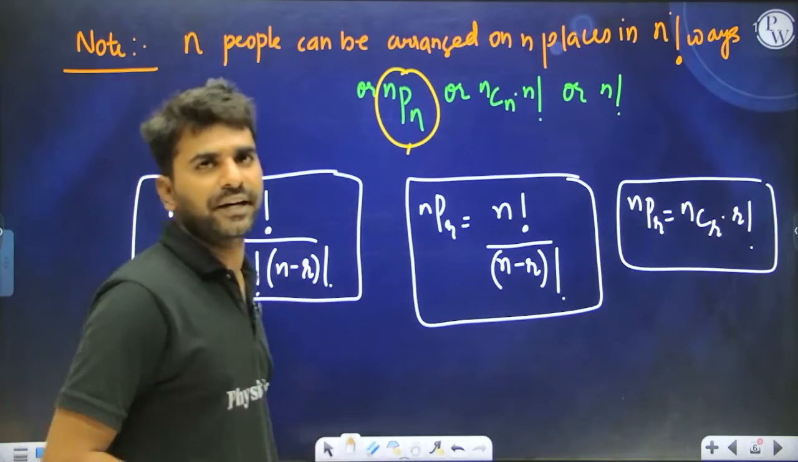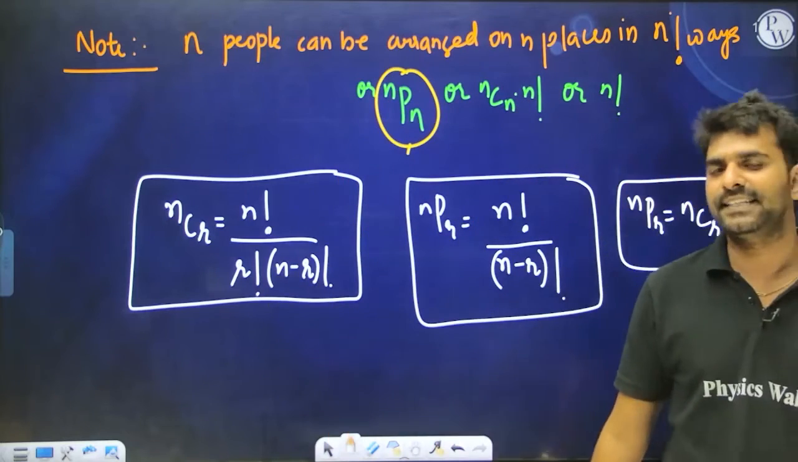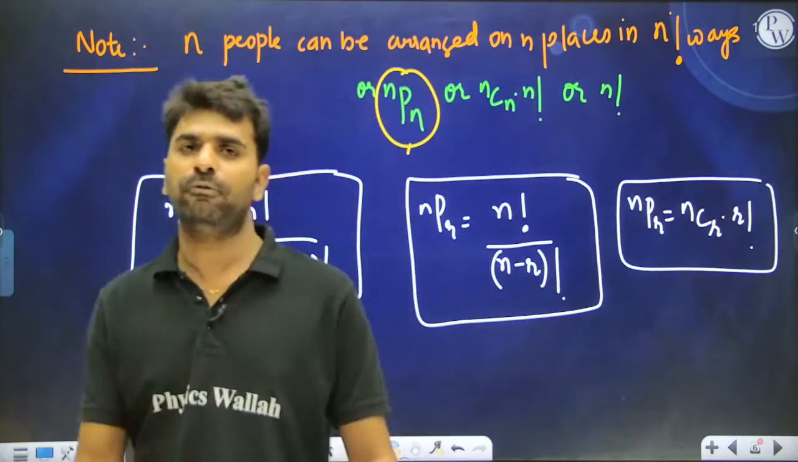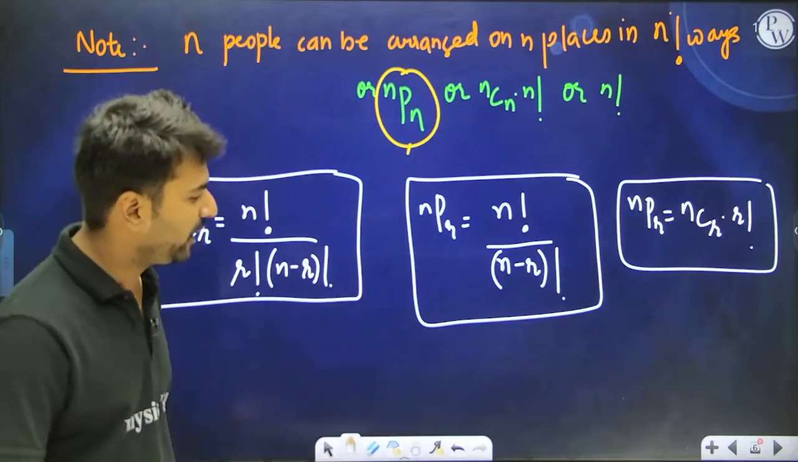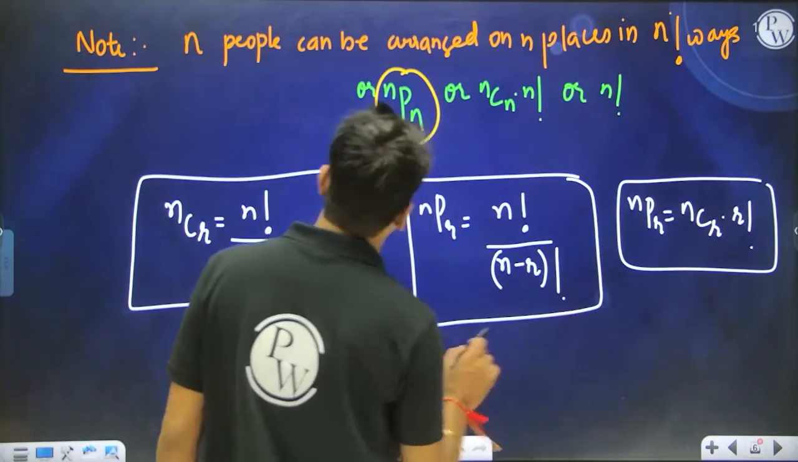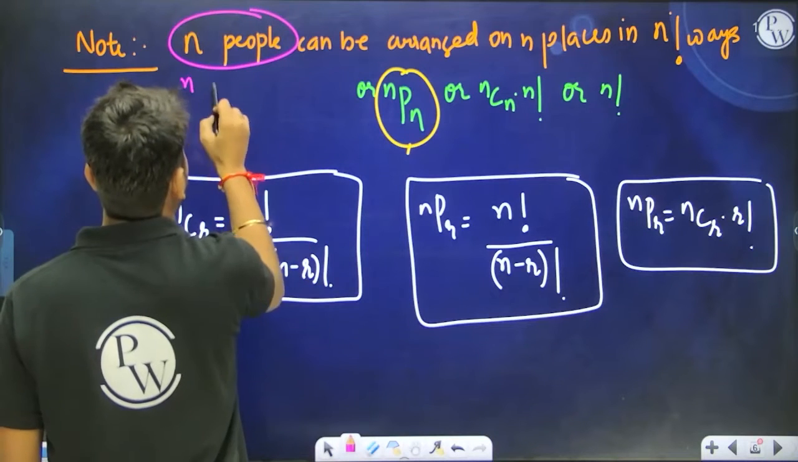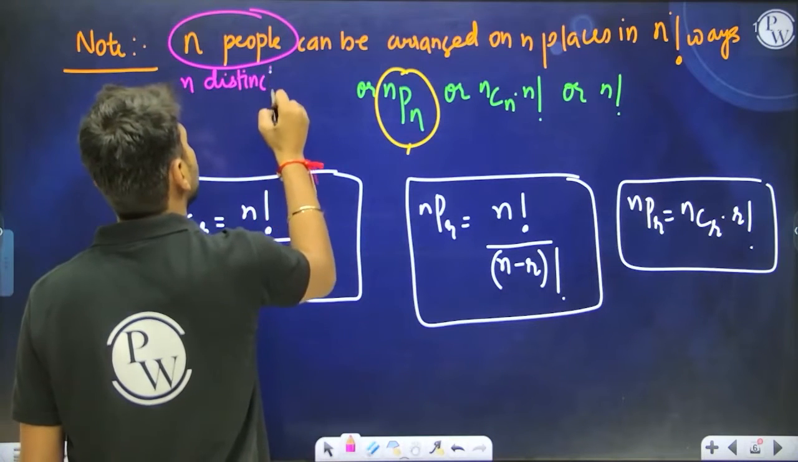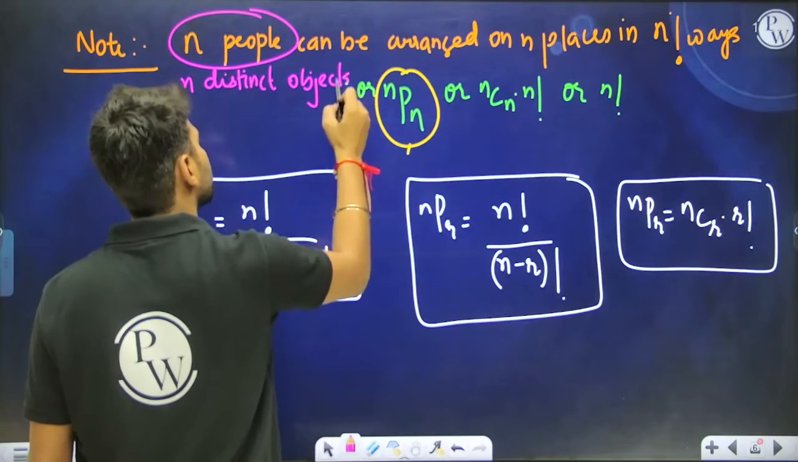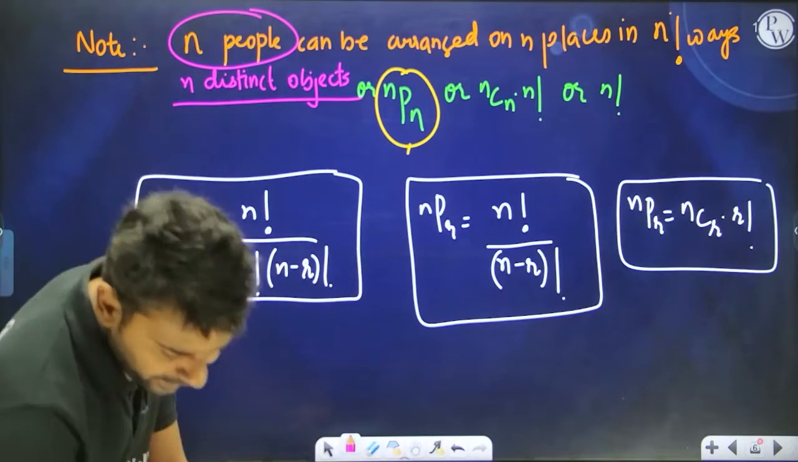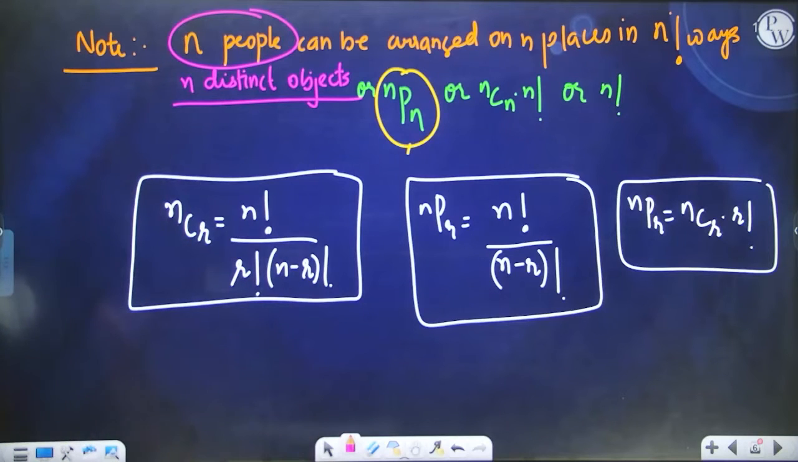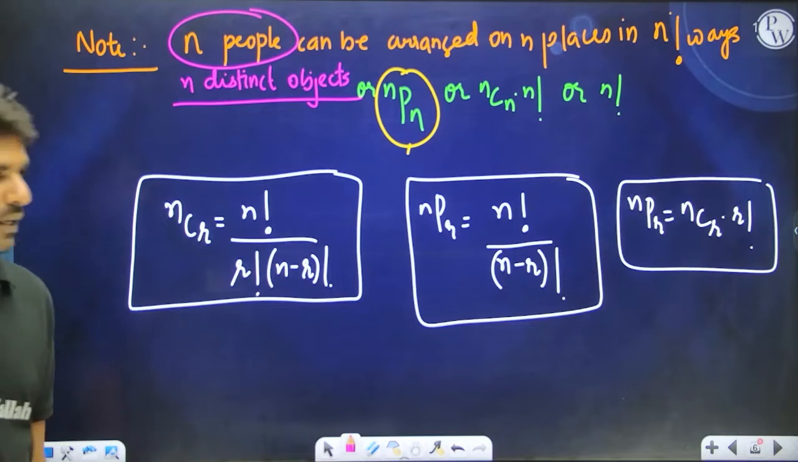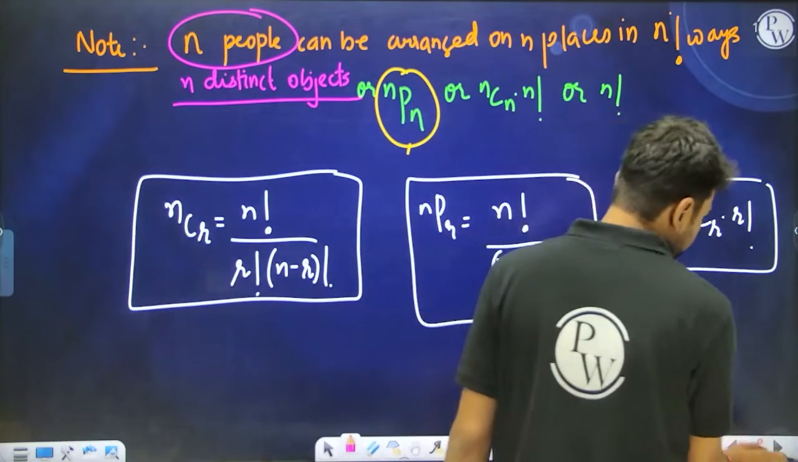So if n people are needed to be arranged on n different places, then this can be done in n factorial number of ways. This is a very important result. The moment I have said people, or I can say over here n distinct objects, n distinct objects can be arranged on n places in how many ways, kids? They can be arranged in n factorial number of ways. I hope you guys are clear with this particular thing. Okay, let me talk about the next problem.